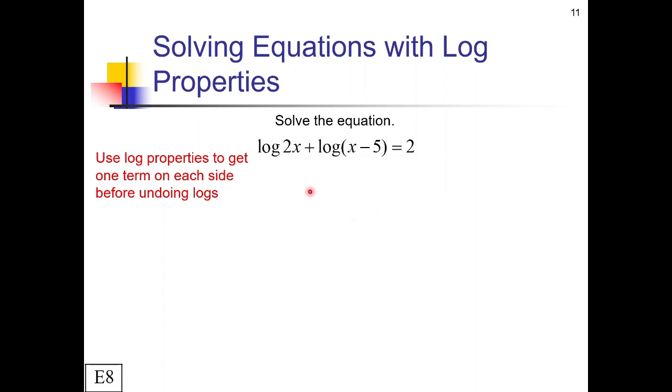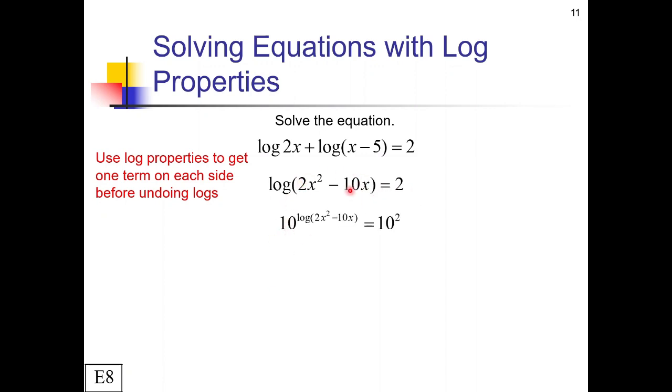Alright, so the rule that applies here, since I'm adding these logs together, means I can multiply the items inside. So I'm going to have 2x times x minus 5. That's going to give me log of 2x squared minus 10x, and then we still have 2 over there. At this point, I can either make this exponential form or just raise the base 10 to both sides. I'm just going to go with 10.